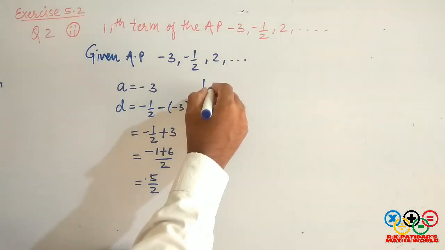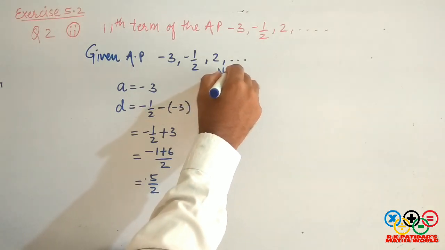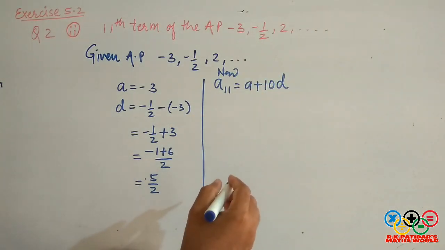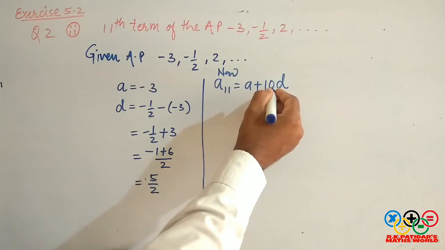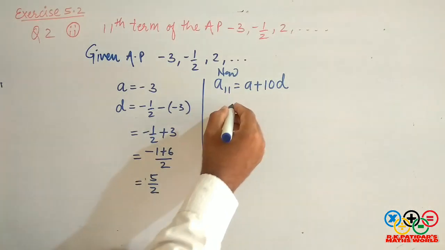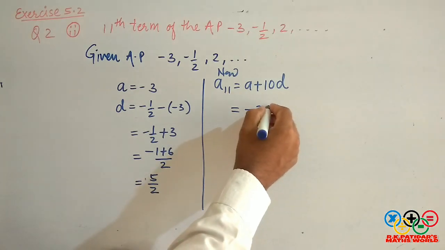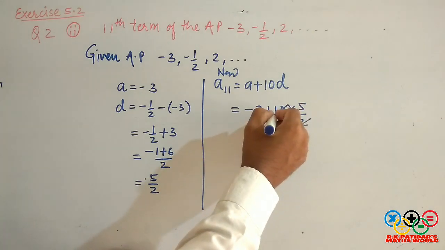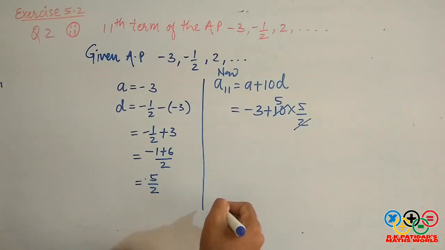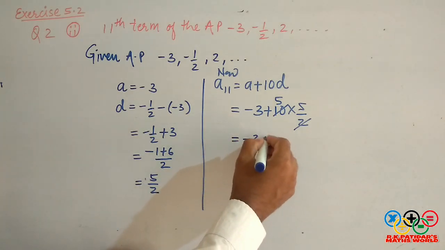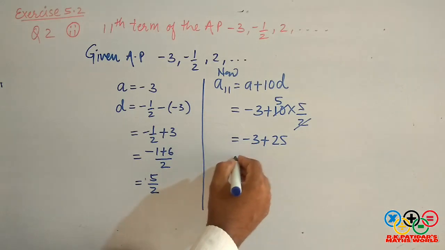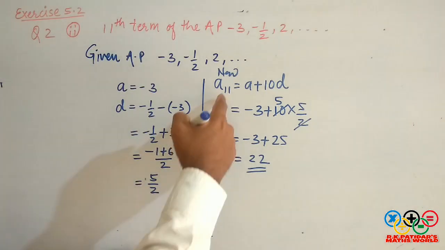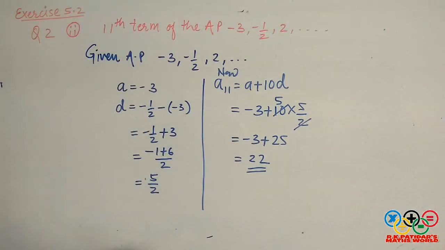We have to find out here the 11th term. So now what will the 11th term be? a plus 10d. We discussed in the previous video that the coefficient of d will be 1 less than the number of the term. a is -3 plus 10 into d. d is what? 5/2. 2 fives are 10. So it is -3 plus 5 fives are 25. 25 minus 3 is equal to 22. So the 11th term of the given AP will be 22.